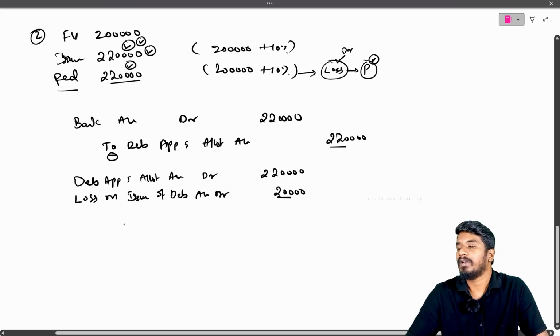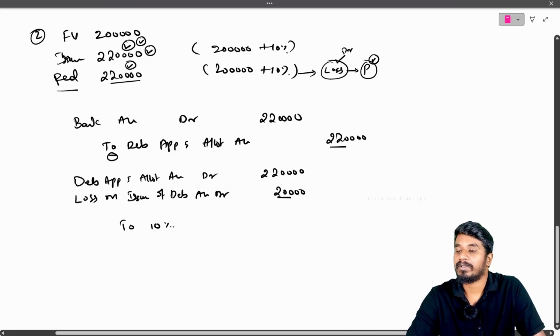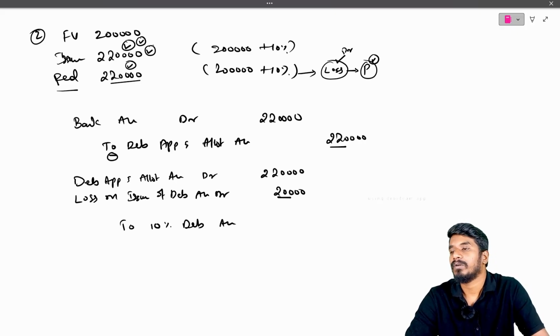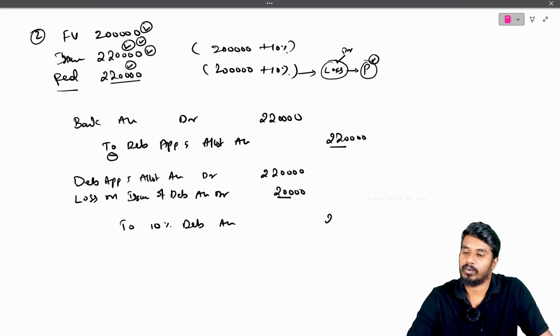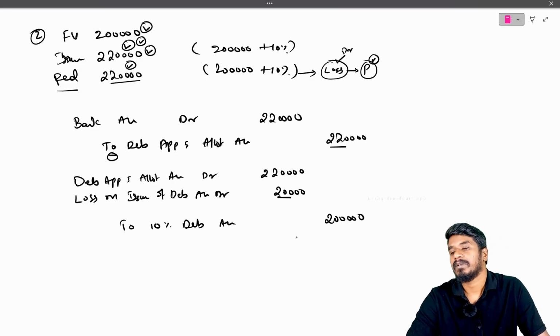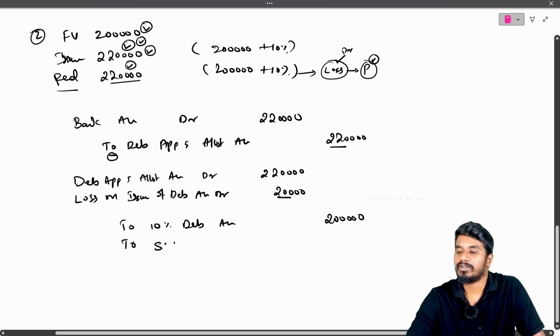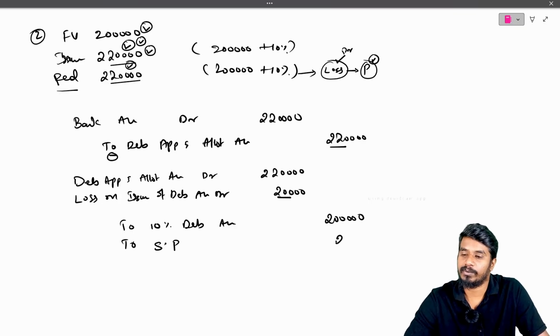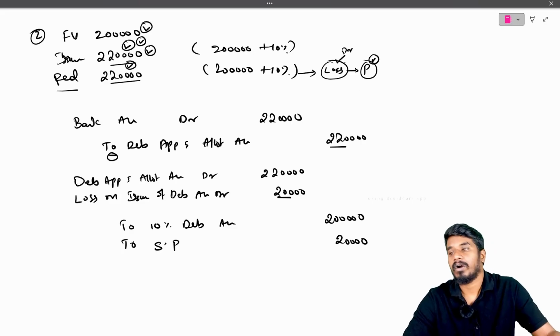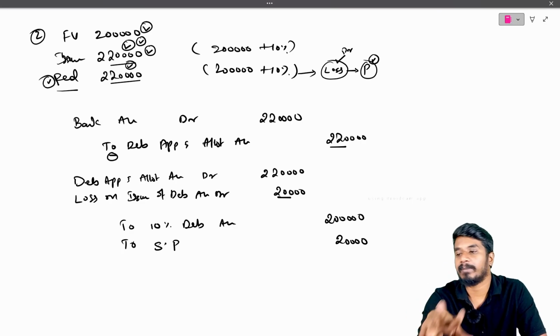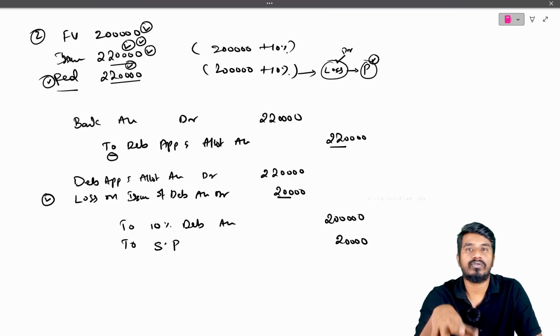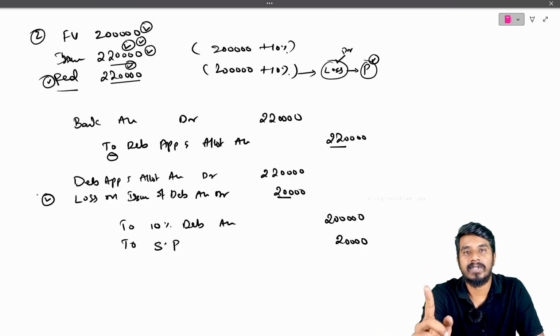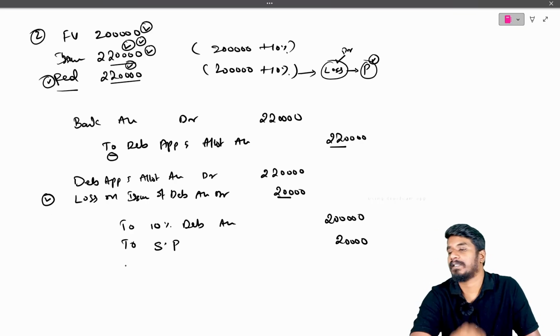Now, how much do we need to transfer to the 10% debenture account? Whatever the face value is, that amount, 2 lakh rupees, we need to transfer. Two, we will show security premium on the credit side. So what is the security premium? That is 20,000 at the time of issue. And also we need to show premium on redemption. Premium on redemption, we will show as loss on the debit side, and the same thing we will show as premium on the credit side.